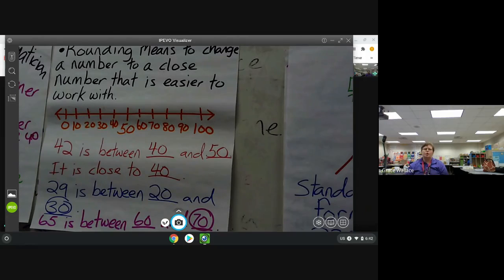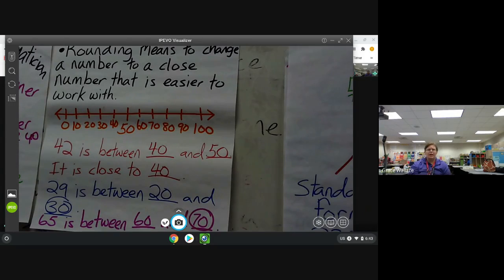So for example, on our anchor chart, we have the number 42. Well, we want to look at our number line, and we want to see what two benchmarks, what two numbers does 42 come between? So if I was doing this number line, and I was plotting the number 42, it would go between 40 and 50. Those are my benchmarks, 40 and 50. And then we look at that and we see which one is it closest to. Is it closer to 40 or is it closer to 50? Well, it's closer to 40, so it rounds to 40.